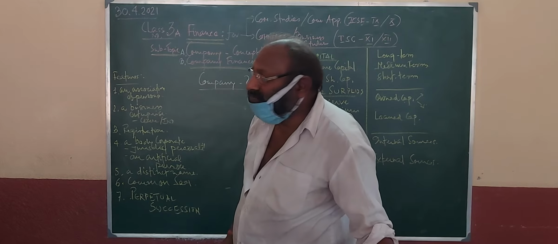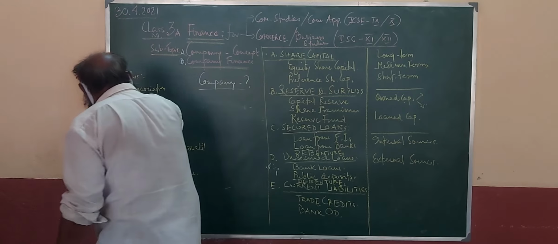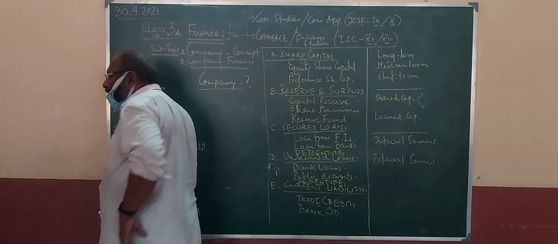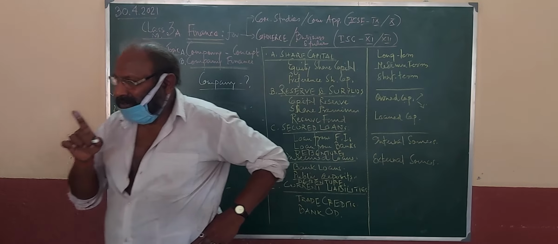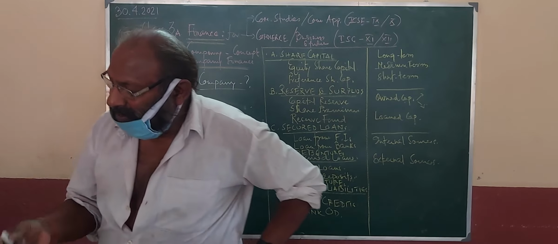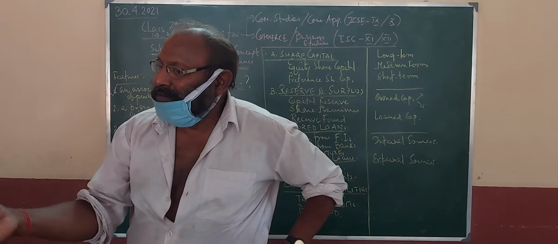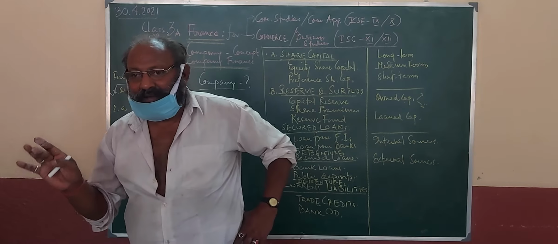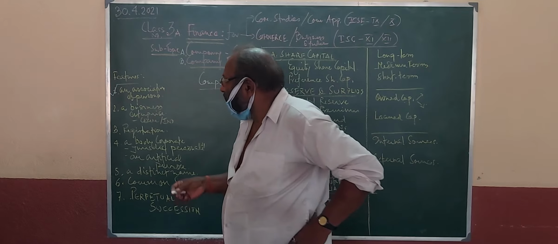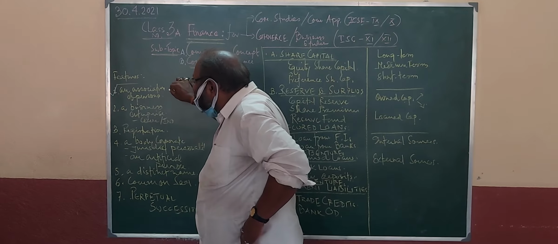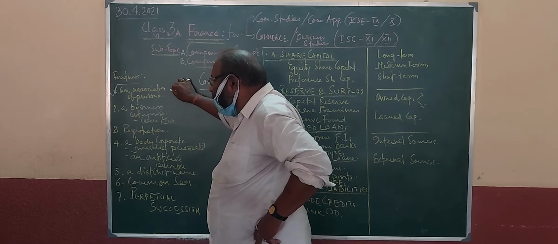This is the first feature of a company. There cannot be a company by one individual. Of course, there are some exceptions. There can be a one-man company, but that is something different that I am not taking up right now. So a company is an association of persons. Clear? This is number one.